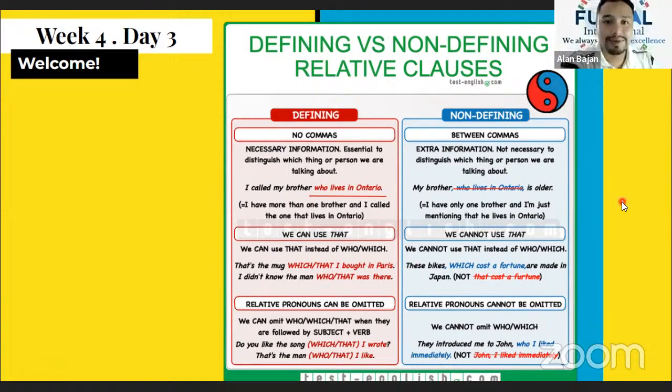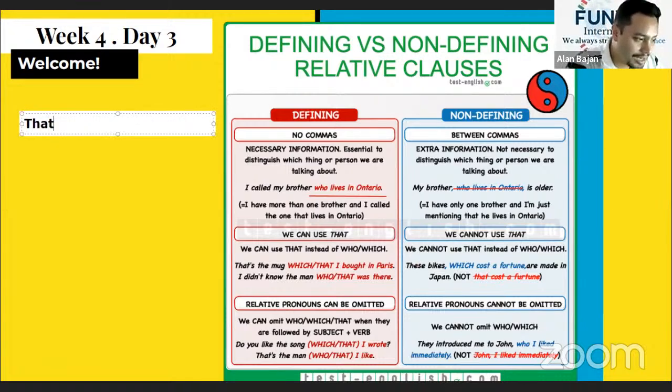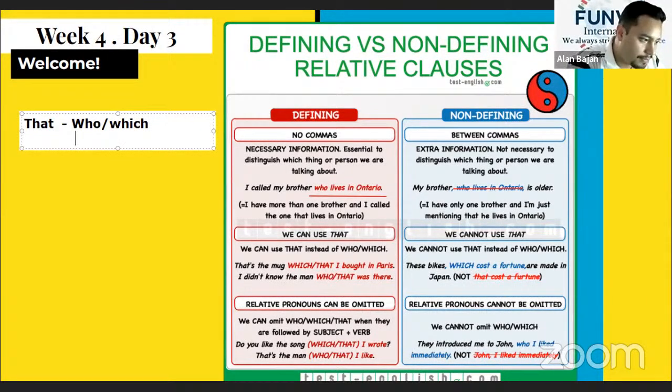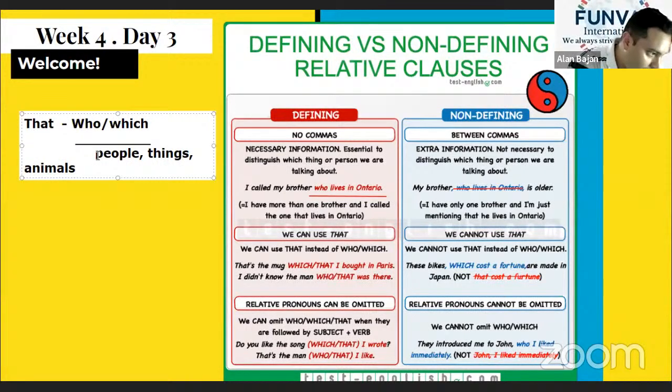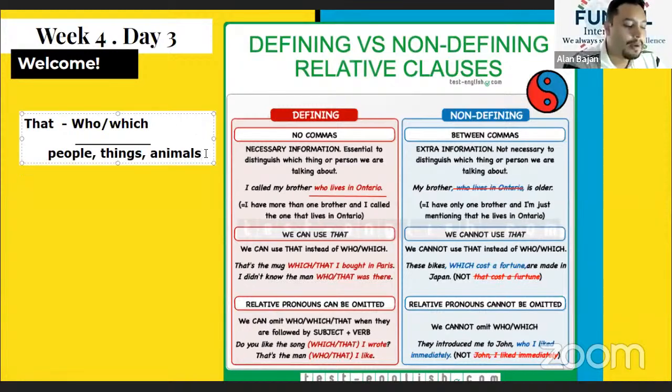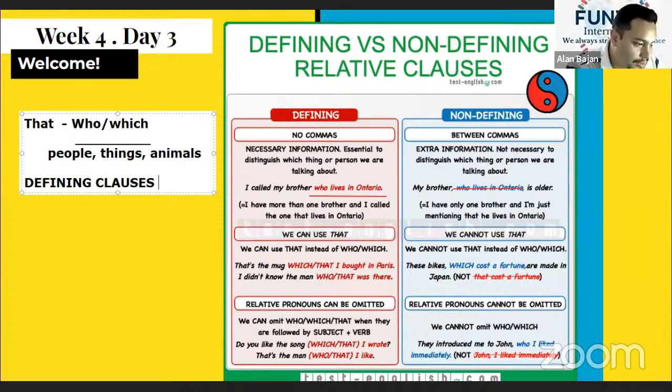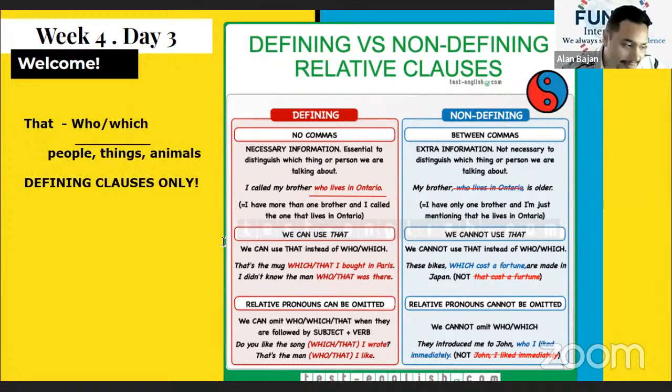With the pronoun that we can replace who and which for people, things, and animals. I can use that, but only for defining clauses only. I am not able to use that in non-defining.